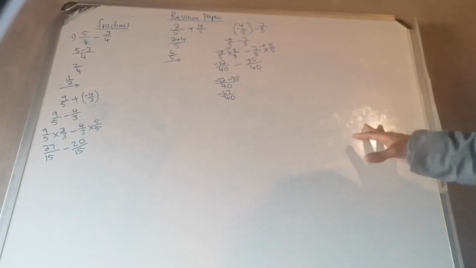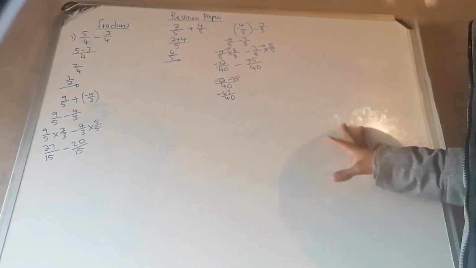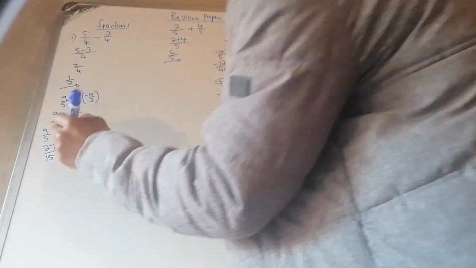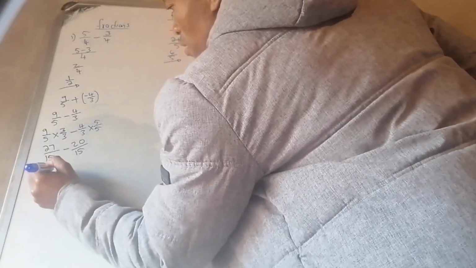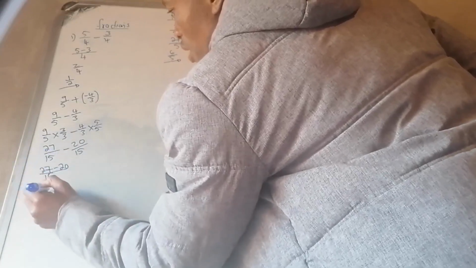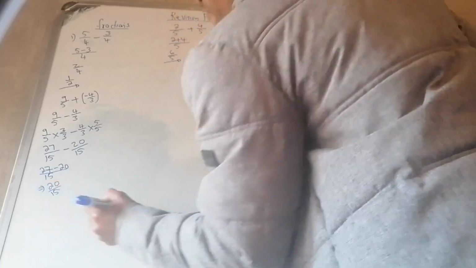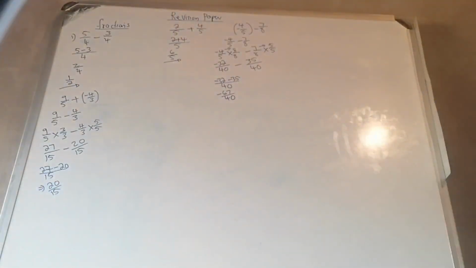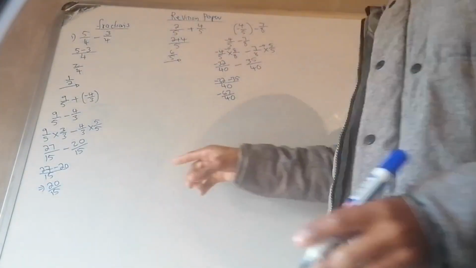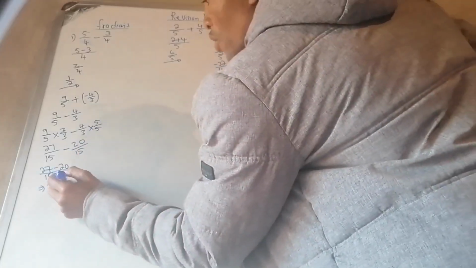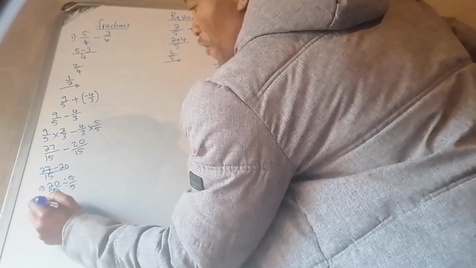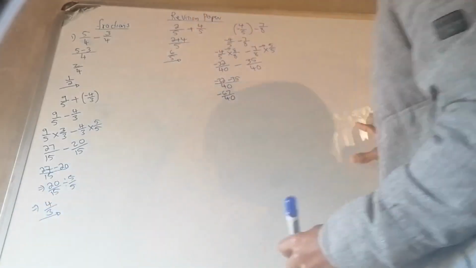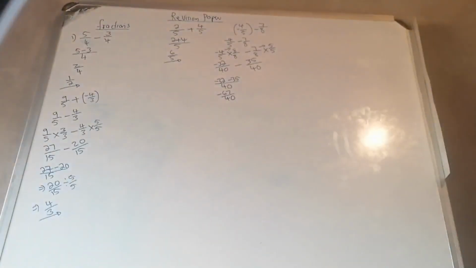Now that the denominators are the same, write the denominator 15, and also 27 minus 20. You get 7 over 15. But wait, 20 over 15 can be simplified by dividing both sides by 5. It gives 4 over 3 as the answer. Yeah, 20 divided by 15.